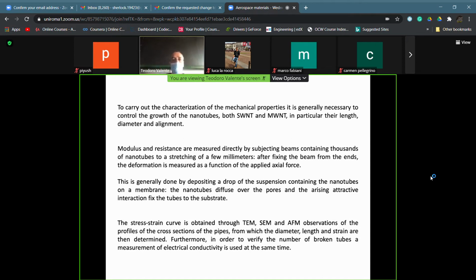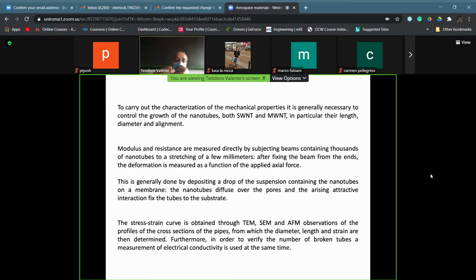For example, modulus and resistance are measured directly by using beams which contain a huge number of nanotubes, subjected to a stretching of a few millimeters. After fixing these beams at the ends, one thing which can be done is to measure the deformation as a function of the applied force. And then with modeling, we can go back to the material's property.